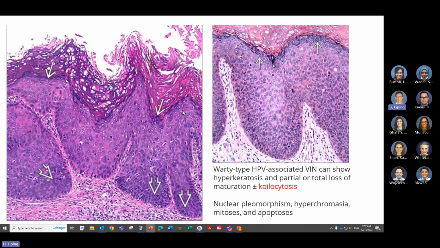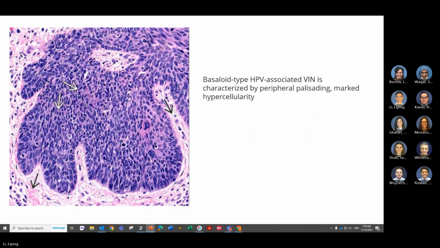So for the microscopic feature, I think this one is just like what we see in the cervix area, the whole epidermis full of these atypical, pleomorphic, hypercellular neoplastic cells. So this is HPV-associated VIN. And then we also can see some of these virus-infected koilocytes here. Again, this is also HPV-associated VIN.